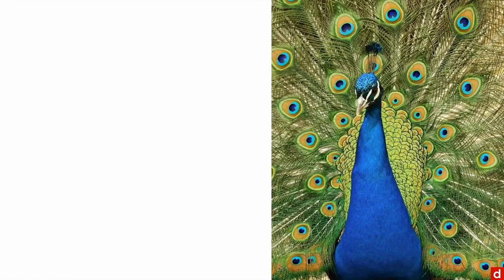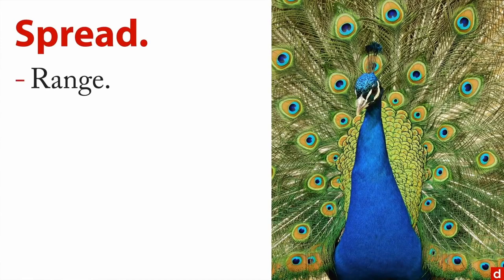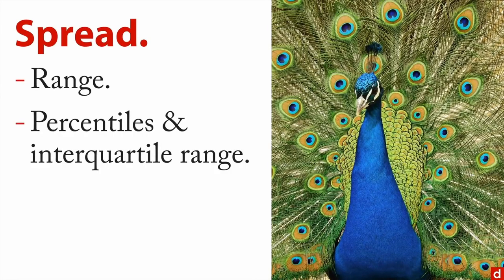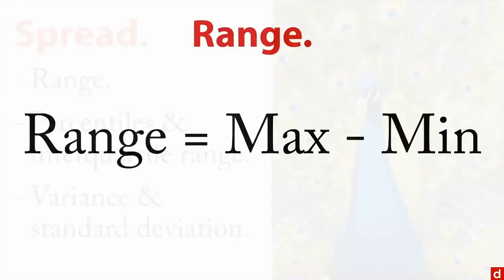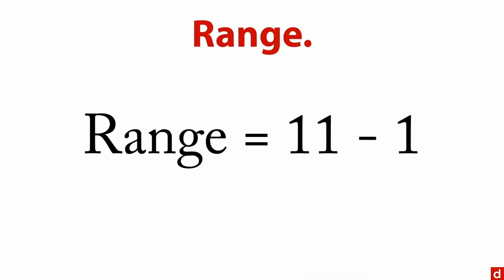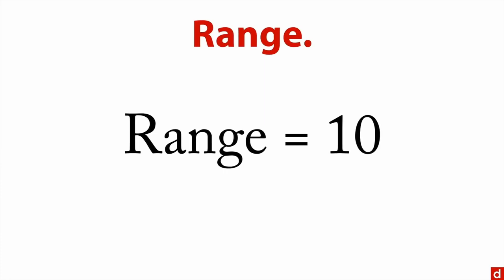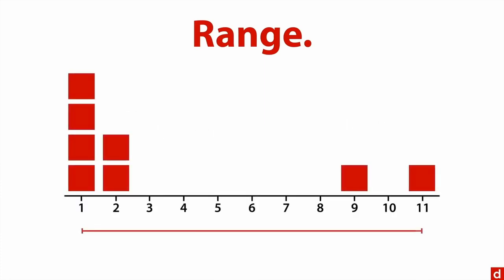Next, there's the issue of spread. Spread your tail feathers. And we have a few measures here that are very common also. There's the range. There are percentiles and interquartile range, and there's the variance and the standard deviation. I'll talk about each of those. First, the range. The range is simply the maximum score minus the minimum score. And in our case, that's just 11 minus 1, which is equal to 10. So we have a range of 10. And I can show you that here on our chart. It's just that line there at the bottom from the 11 down to the 1. That's a range of 10.